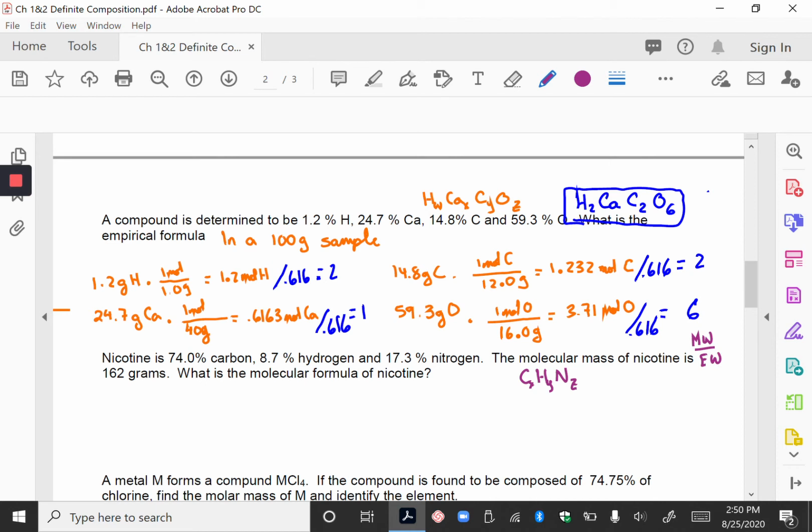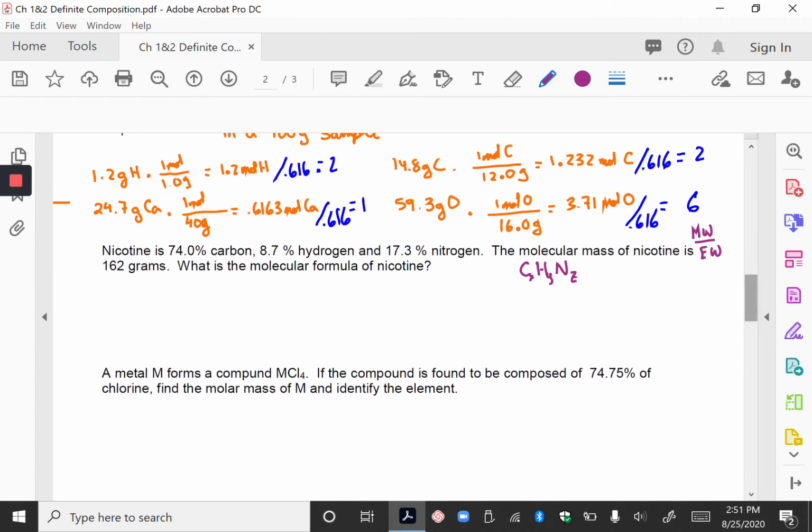The second way to do it is, since we're given what the molar mass is, we can look at 1 mole of our compound. If we had 1 mole of our compound, which is 162 grams, then we can figure out what 74% of that 162 grams is. That's going to be the grams of the carbon in that compound. And that way we don't have to do that second step. So I'm going to do it that second way, but either way works just fine.